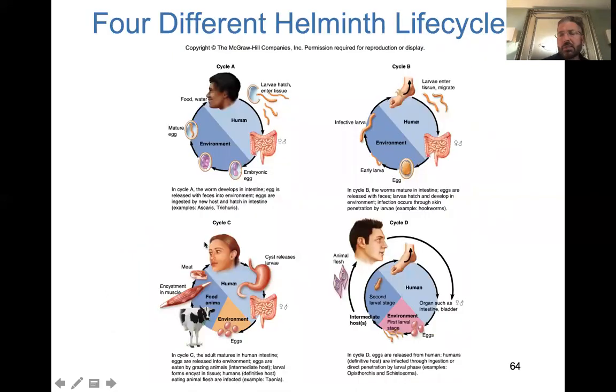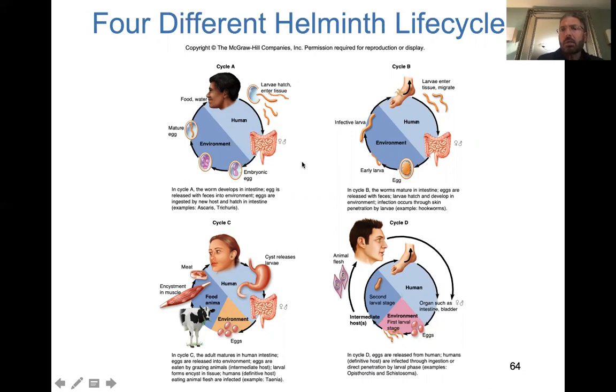All right, so these are probably what you may have heard of before. So there's A, B, C, and D here. So A, right, the worm develops in the intestine. Egg is released with feces into the environment. Eggs are ingested by a new host and hatch in the intestine. So this, we're consuming it. It's living in our GI tract. Right? We excrete it. Someone else picks it up. They digest it. All right, and then it starts the whole cycle all over again.